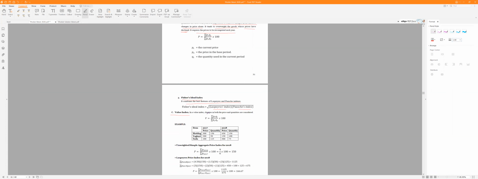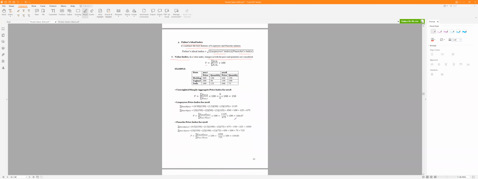In a value index, changes in both the price and quantities are considered. So the formula is V equals the sum of PT times QT divided by the sum of P0 times Q0, times 100. Of course, because it's a percentage, right? Index numbers are percentages. So this is a sample question we've all been waiting for.